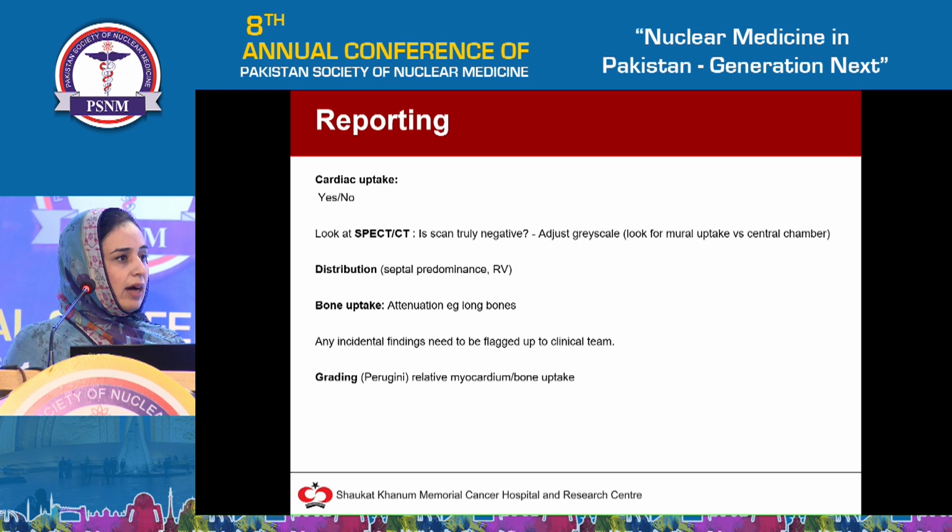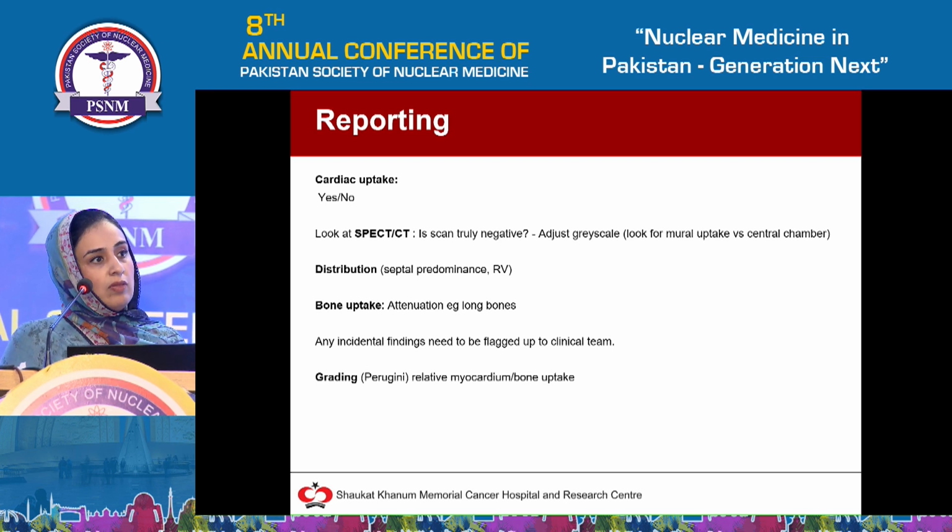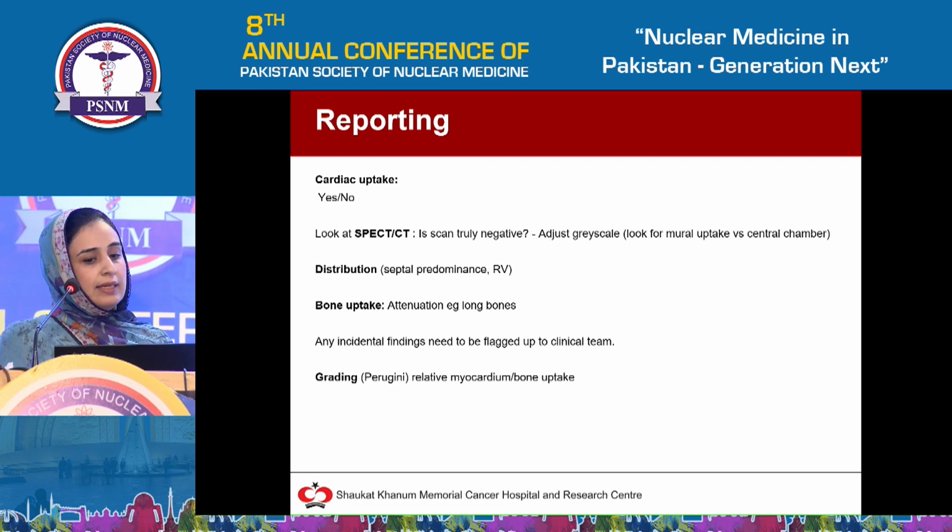So when you report these scans, how do you report them? You look firstly at the heart. Is there cardiac uptake? Yes, no. Then if it's not, you do a SPECT CT. Is it truly negative? You adjust the grayscale. What's important to look at is whether it is actually myocardial uptake rather than blood pool in the ventricles itself. Then you can comment on distribution. Look at the bones for the visual scoring. And if there's any incidental finding on the bone scans, obviously you're going to flag that up.